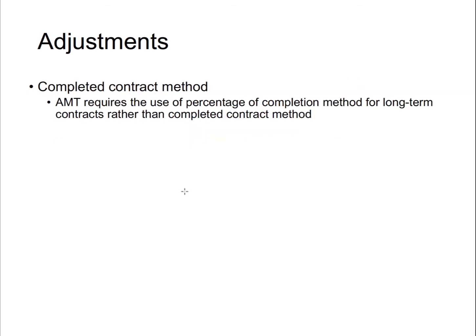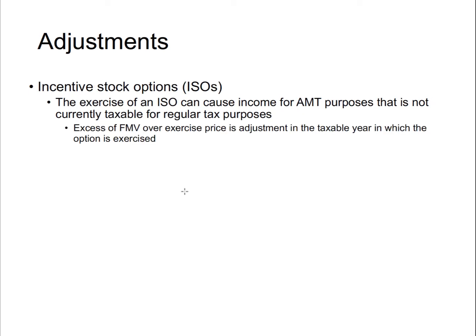Completed contract method. We're talking about construction and long-term contracts, the percentage of completion method and the completed contract method. AMT requires the use of percentage of completion for long-term contracts rather than the completed contract method. Under the normal tax system you can use completed contract, but you can't for the AMTI, which makes a timing difference, because it's going to be the same overall. It's just when you can take into account these items for income recognition and deduction. Incentive stock options, ISOs: the exercise of an ISO can cause income for AMT purposes that is not currently taxable for regular tax purposes. Again, this is a timing item. It's a temporary item that balances out over time.